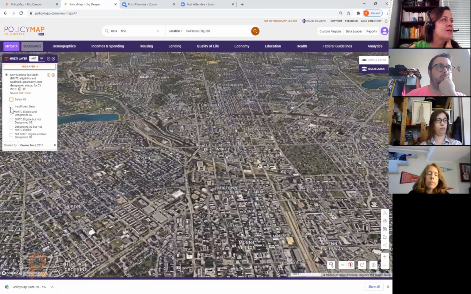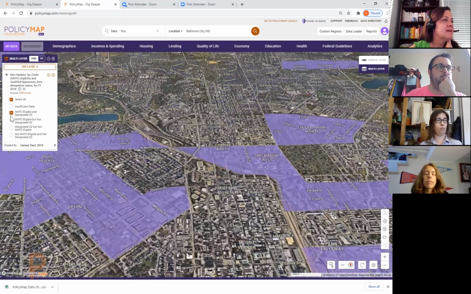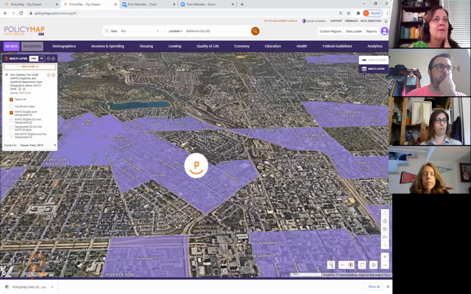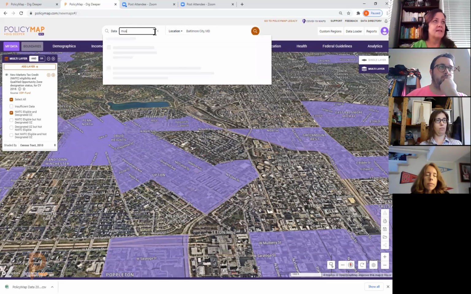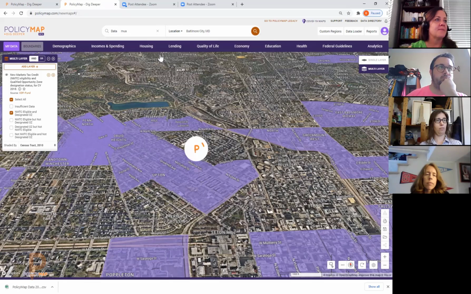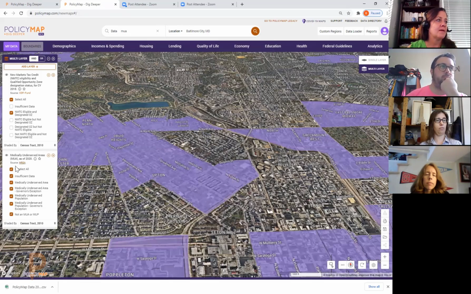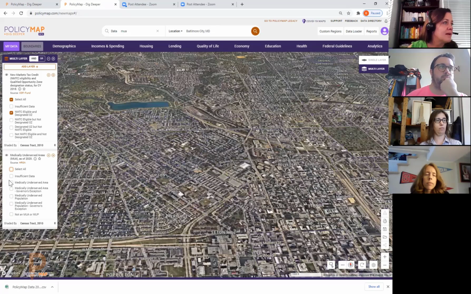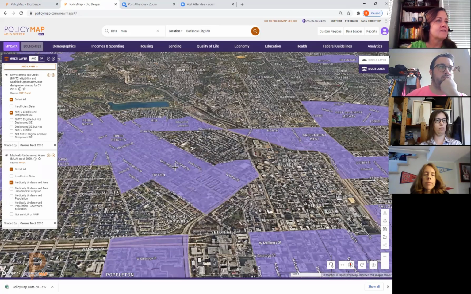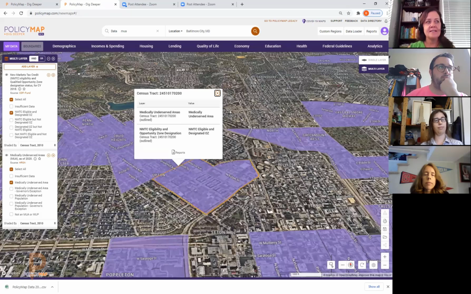And if I deselect all, and I just want to find those areas that are eligible for both, you can easily identify this. But if I layer this, I could also see where the medically underserved areas are, if I was going to build a health center. And I can deselect all and find my medically underserved areas. So this area is eligible for federal funding, and it's also a medically underserved area.